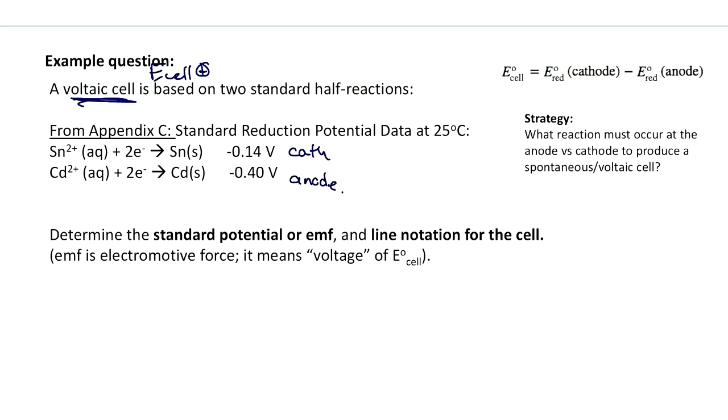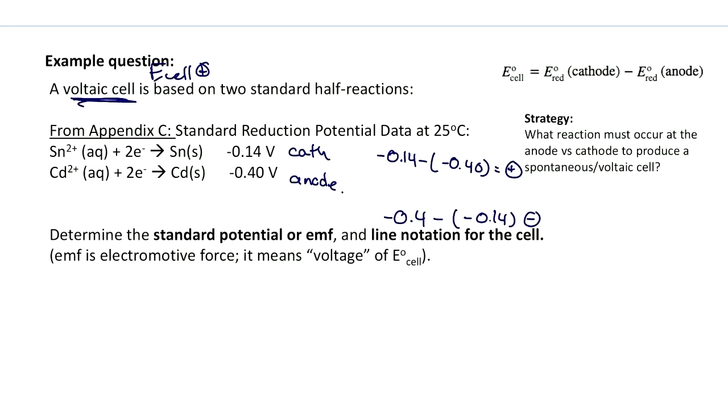If you have no idea how I did that, there's only two possibilities. Just subtract them from one another, and only one of those combinations, a positive number, is going to come out. So when you do it this way, tin minus cadmium, a positive number comes out. In this way, you get negative 0.14 minus negative 0.40. A positive number comes out. But if you did it the other way, where you said, oh, cadmium's the cathode, tin is the anode, in that case, it would be negative 0.4 minus negative 0.14, and a negative number would come out there. All right, so it's not the other way.